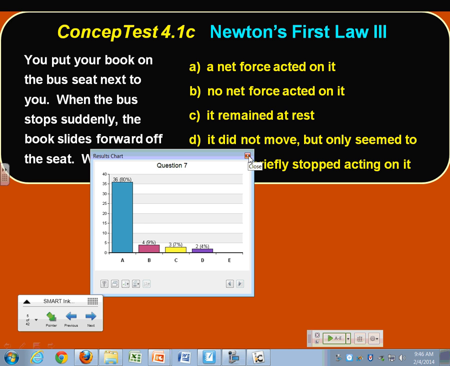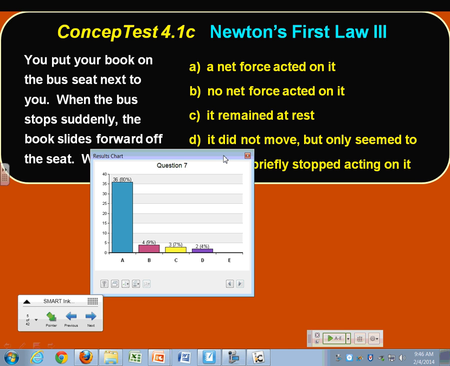What is the net force that acted on the book? Think about that. There is no net force acting on it. Remember, if there is a net force, it's going to accelerate. But does the book accelerate? No, the book is just keeping on moving like it's been moving, right?